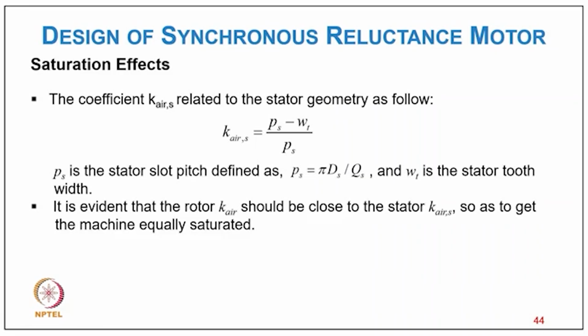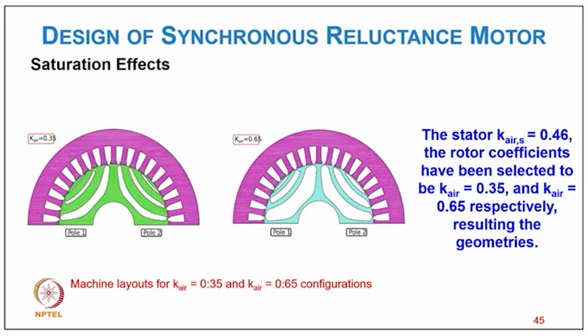Wt is the stator tooth width, and it is evident that the rotor Kr should be close to the stator Krs so as to get the machine equally saturated. So you can clearly see the machine layout with Kr equal to 0.35, or with the ratio Kr equal to 0.65 configuration. For stator Krs equal to 0.46, the rotor coefficient has to be selected as Kr equal to 0.35 and typical Kr equal to 0.65 respectively, resulting in the two typical geometries.